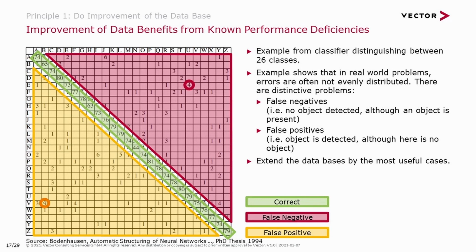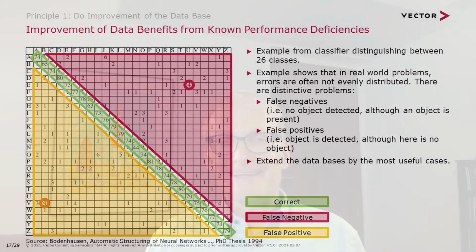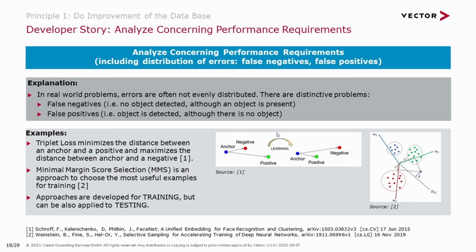What I want to show you with this example is that the problem cases, the false negatives and the false positives, are not uniformly distributed. In real-world problems, there are very likely certain areas, certain classes, that are confused more often. And my recommendation is to optimize my database improvement to match that fact.